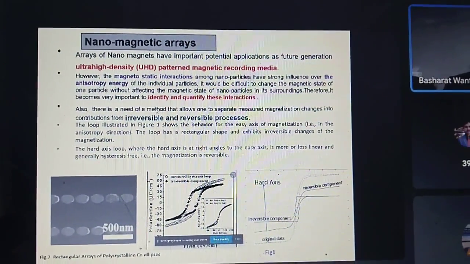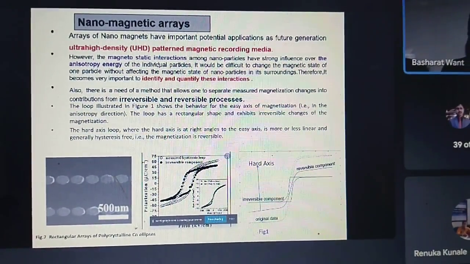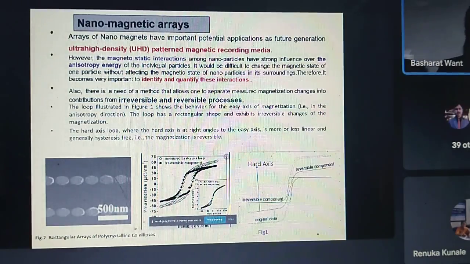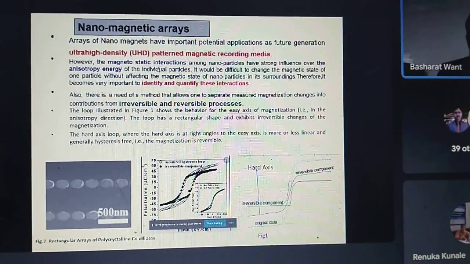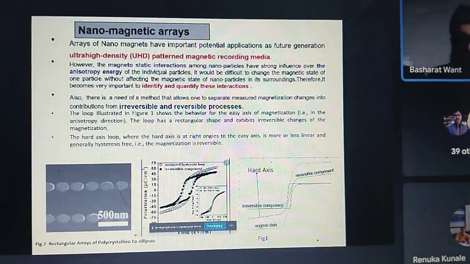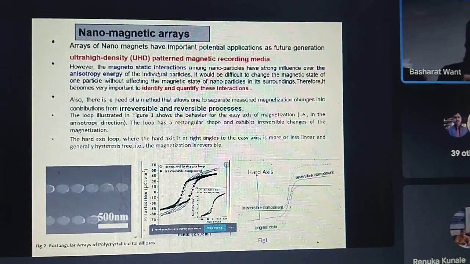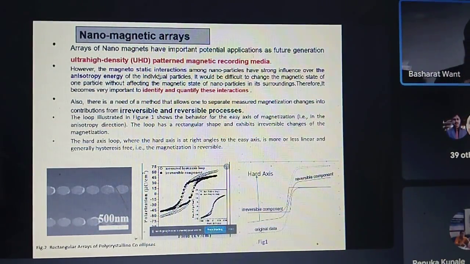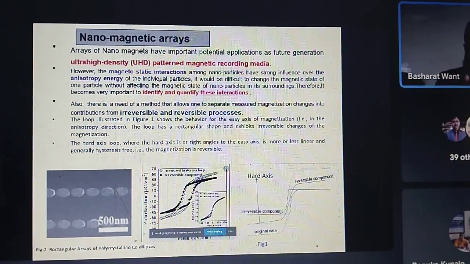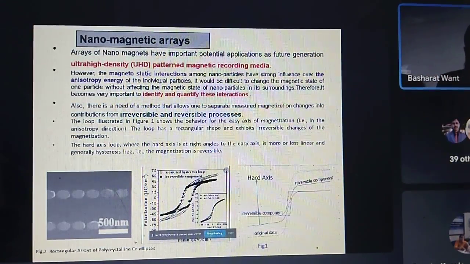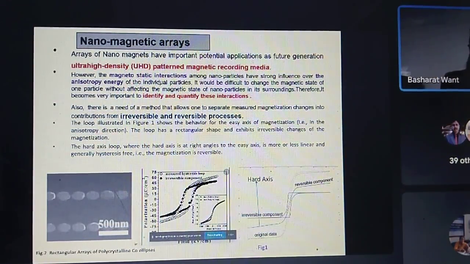each other. So there's a magnetostatic interaction. And this magnetostatic interaction affects the anisotropy energy that I was talking about. We need a system, a particle with high anisotropy, so that the interaction with the neighboring particle does not affect the state of magnetization of the particle.